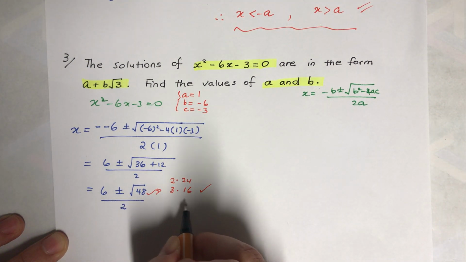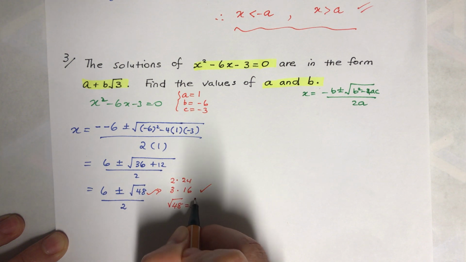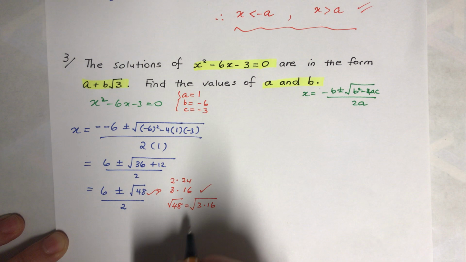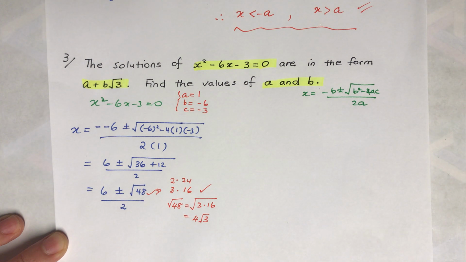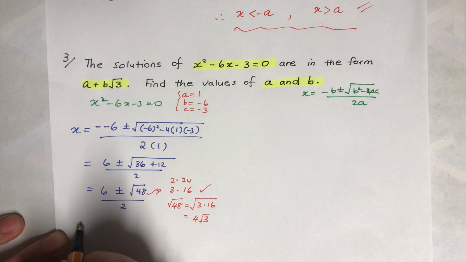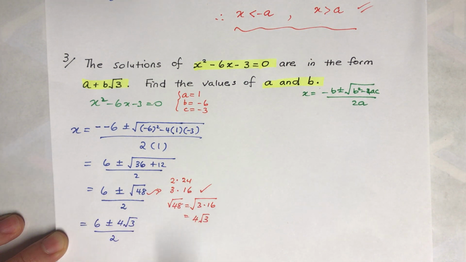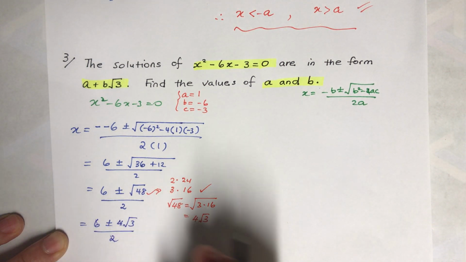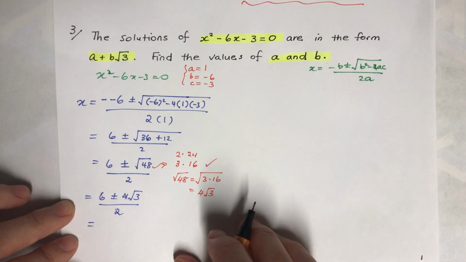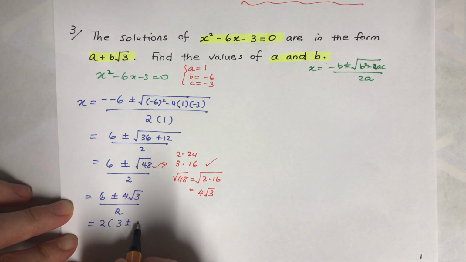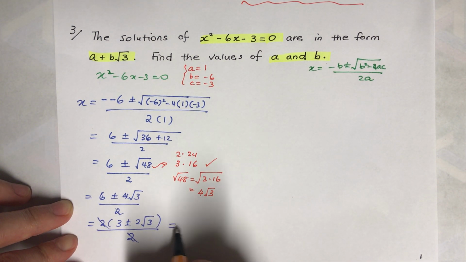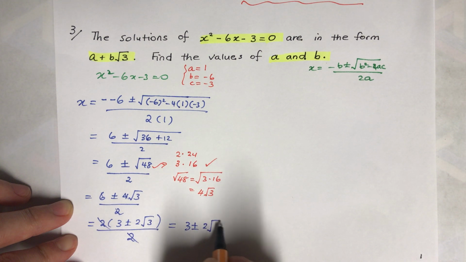So 48 is like 3 times 16, and 16 is 4 squared, like that. So I'm going to replace this one with 6 plus minus 4 root 3 over 2, and I can cancel this. Now you can't cancel by itself, but if it's a common factor, you can cancel. So I'm going to take 2 out as a common factor. Then I can cancel this. So I'm left with 3 plus minus 2 root 3.